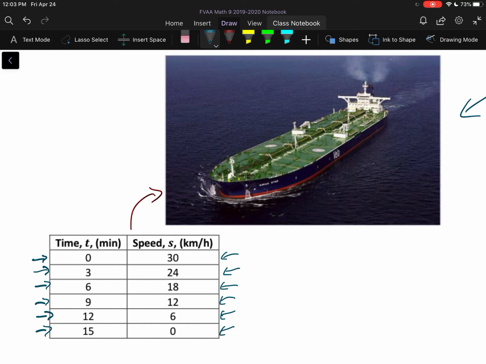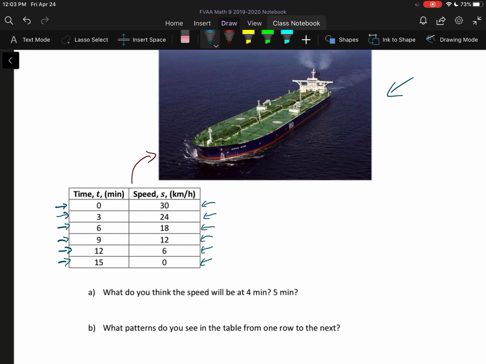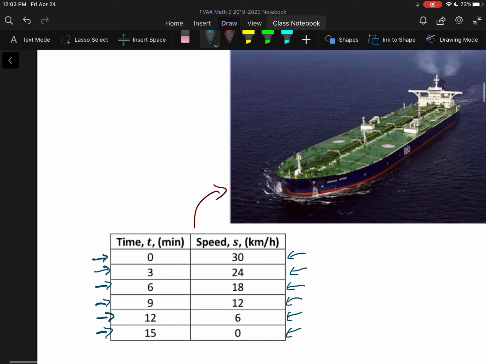So describe the motion of the super tanker. What is happening for the motion of this super tanker? Hopefully you're able to see that the super tanker is slowing down. Its speed initially was more than its speed after 15 minutes, but it took 15 minutes to reduce speed. So that's what's happening in terms of the motion here.